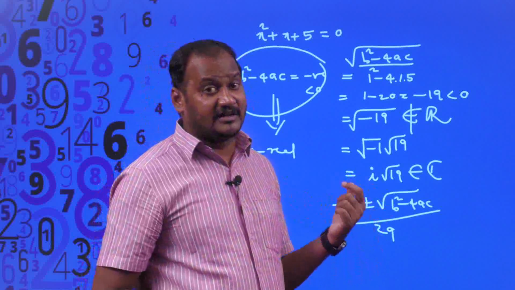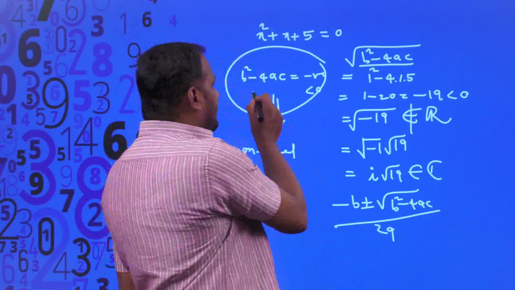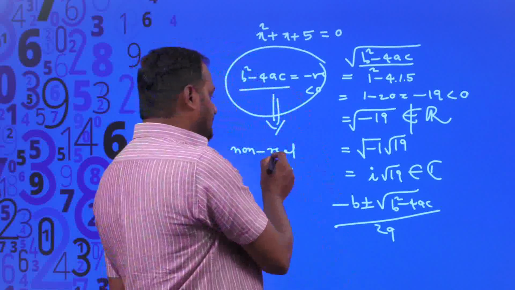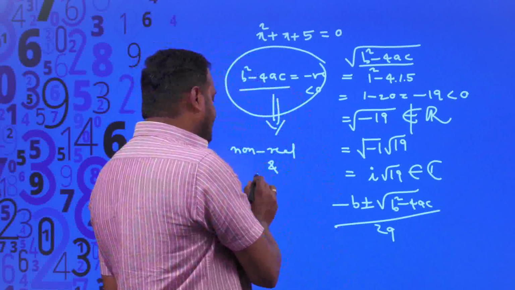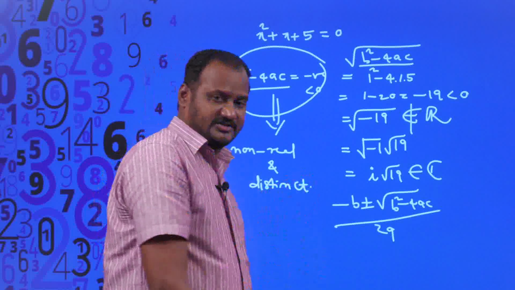So these two complex numbers are different complex numbers, and they are non-real numbers. Therefore we can conclude that if the value of b square minus 4ac is negative, then the roots are going to be non-real and distinct. Distinct means different roots.